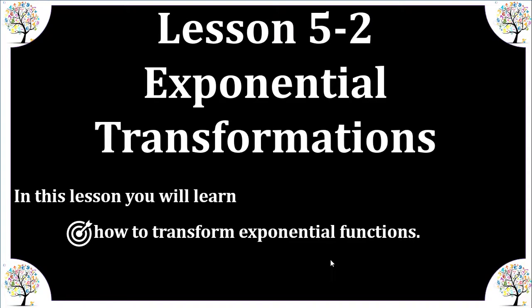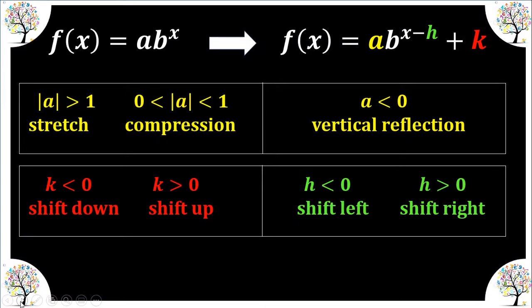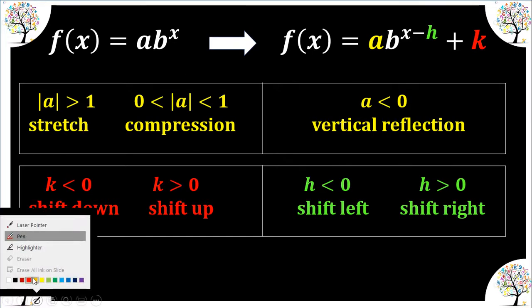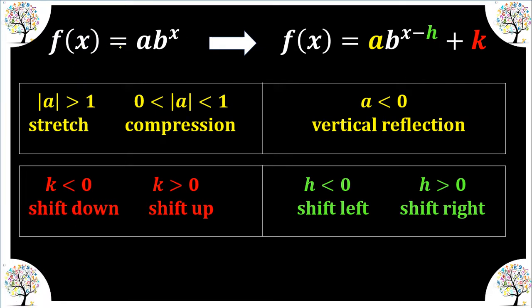Okay, guys, in this lesson, we're going to learn how to transform exponential functions. Recall that our most basic equation for exponential functions is f of x equals ab to the x, where b is your multiplier and a is your initial value. And when we have the form f of x equals ab to the x, our a was also our y-intercept.